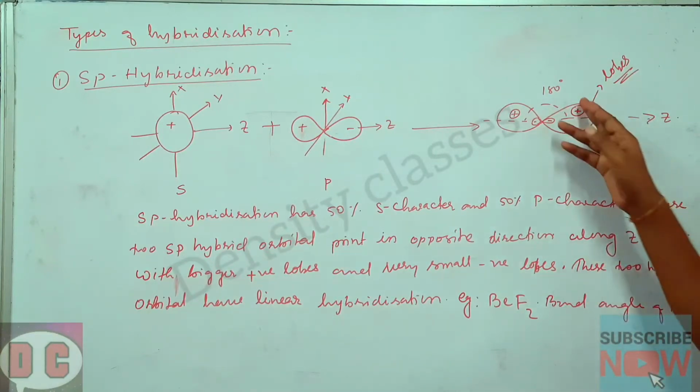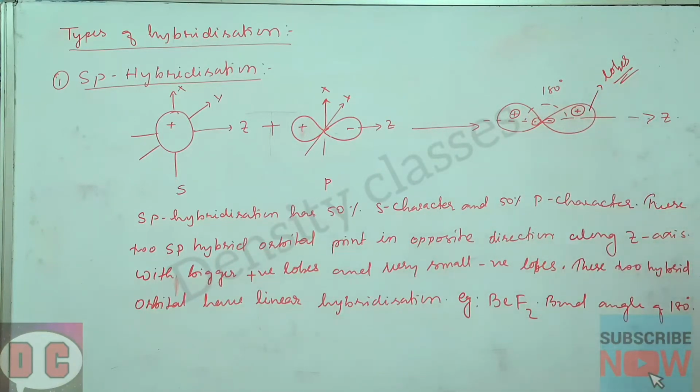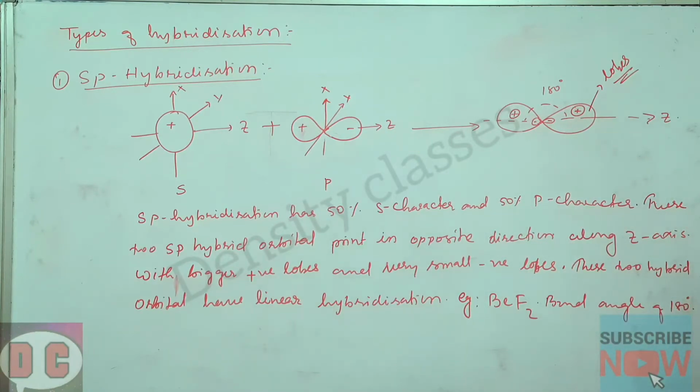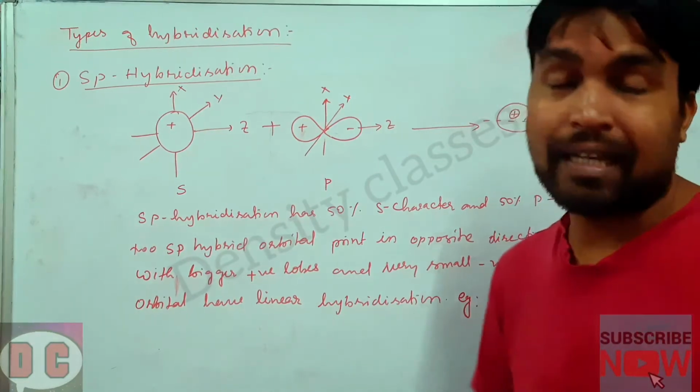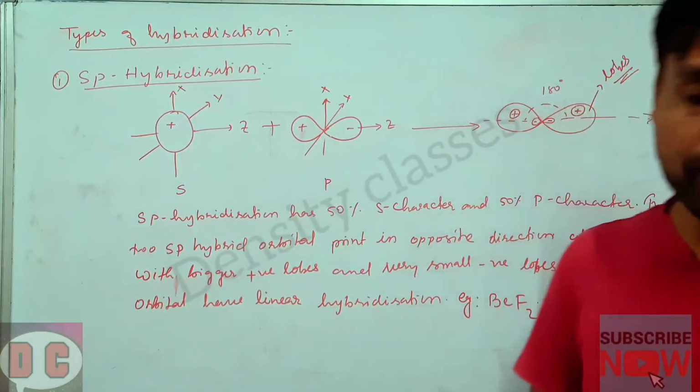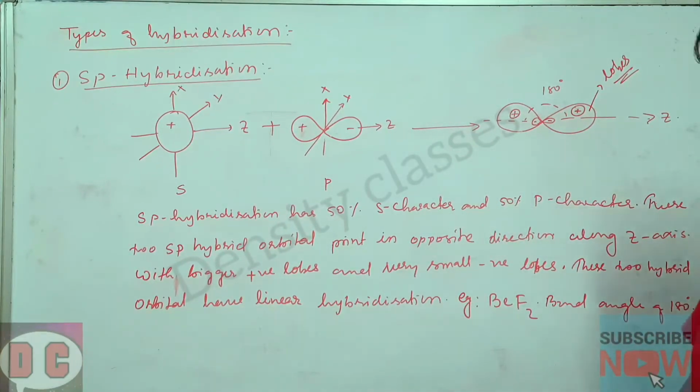And what is the bond angle here? The bond angle is 180 degrees. BeF2 also will have the same kind of hybridization and the same kind of structure. So in the exam, if you are asked to draw the shape of BeF2 on the basis of hybridization, you have to draw it in the same manner. Got it, dear students? If you are done, good.